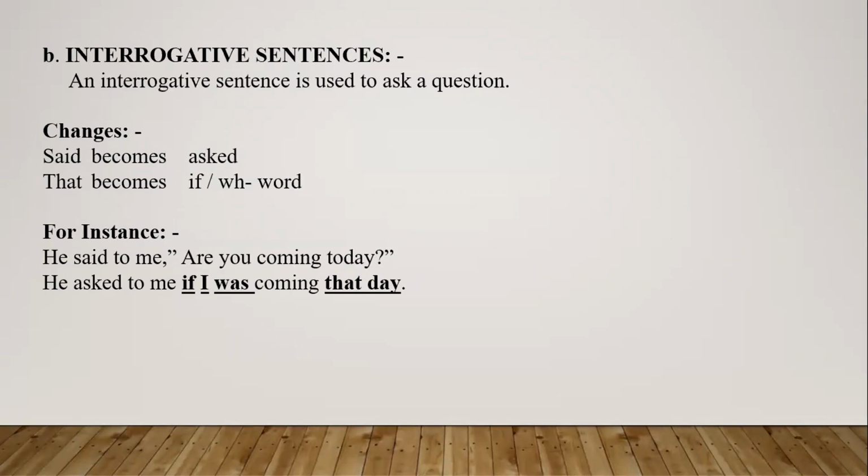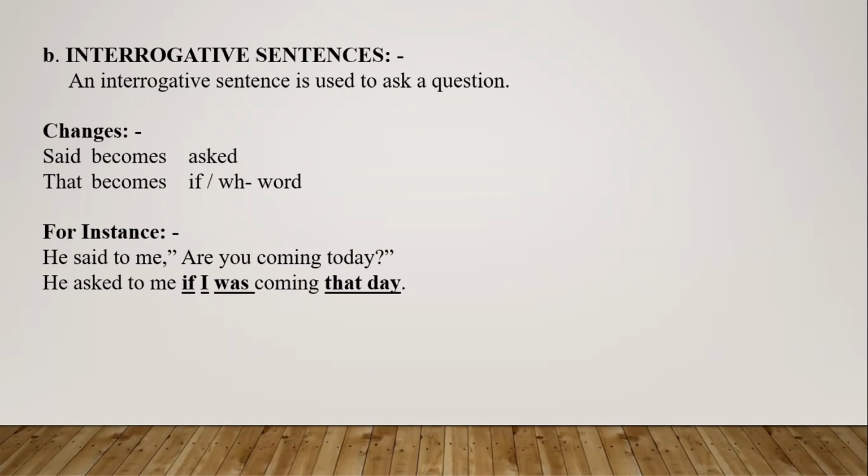Okay, let's go for the second kind of sentence, called interrogative sentences. What is an interrogative sentence? An interrogative sentence is used to ask a question. So whenever we have any statement which shows a question, we use an interrogative sentence, right? So what changes will occur? Said becomes asked, and that becomes if, or any WH word if you have it in your question.